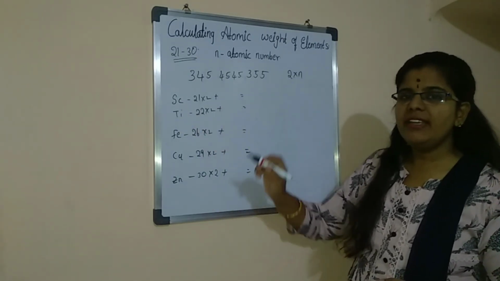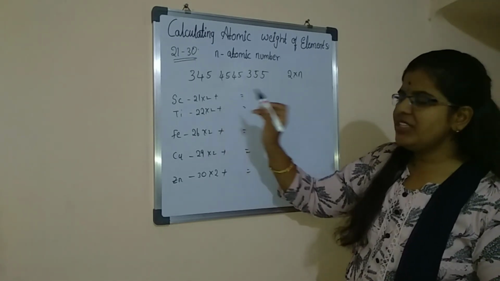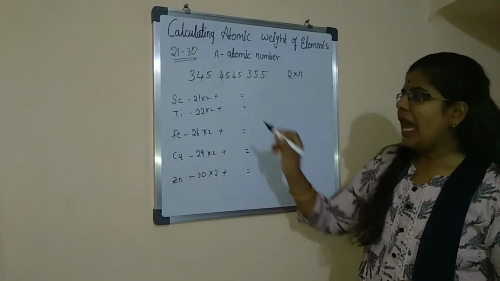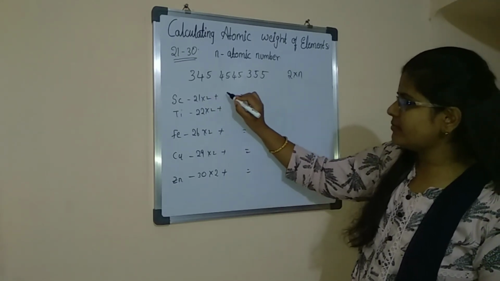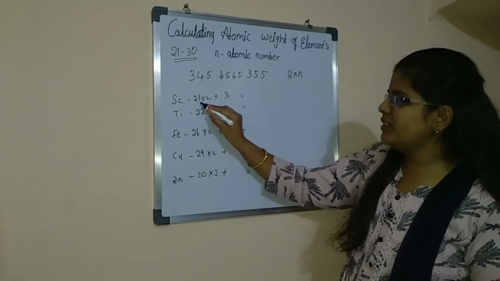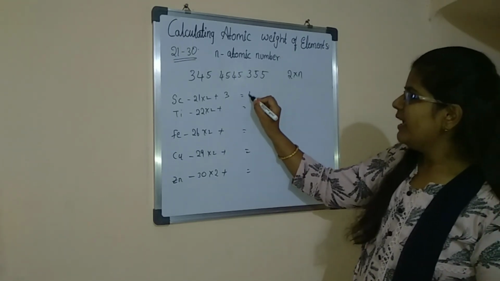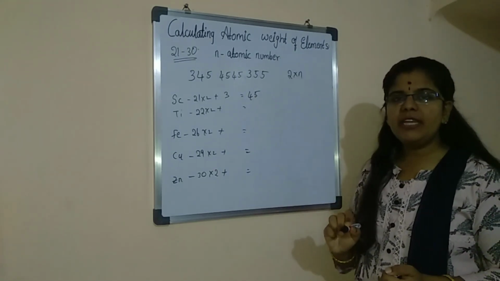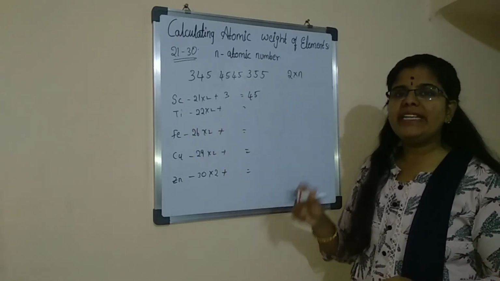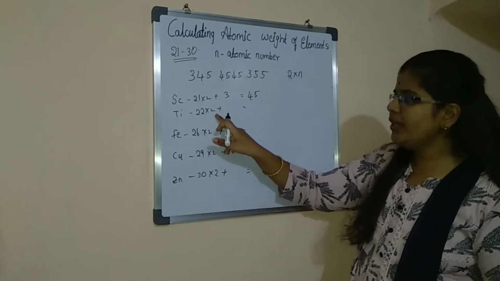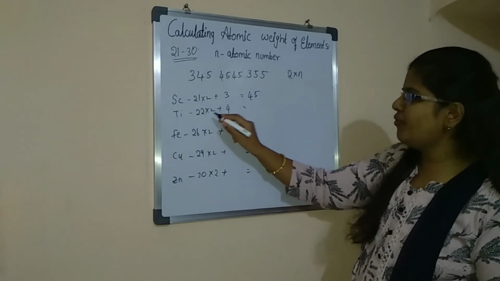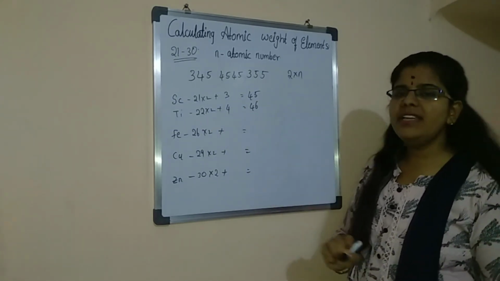Scandium is the 21st element. First we have to double it: 21 into 2, and add 3. Why 3? Because it is the 21st element. What do you get? 21 into 2 is 42, plus 3 is 45. So scandium atomic weight is 45. Again titanium, atomic number 22. So 22 into 2 plus how much? 4. 44 plus 4 is 46.